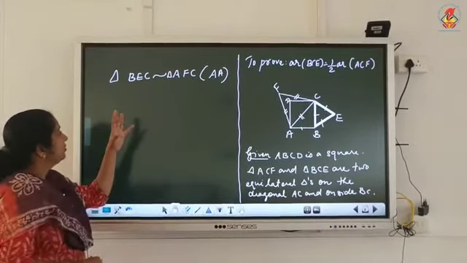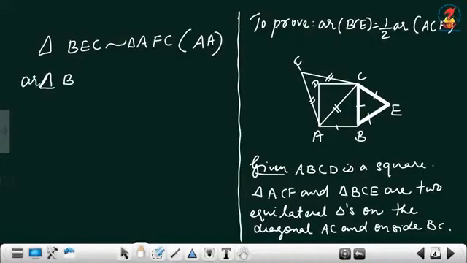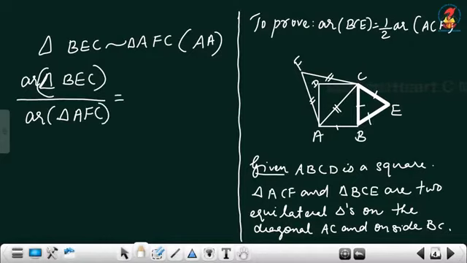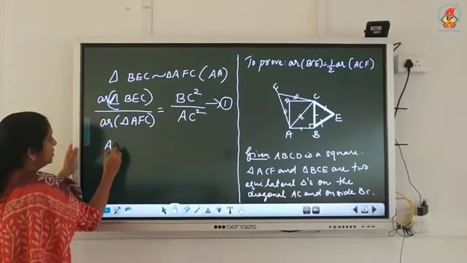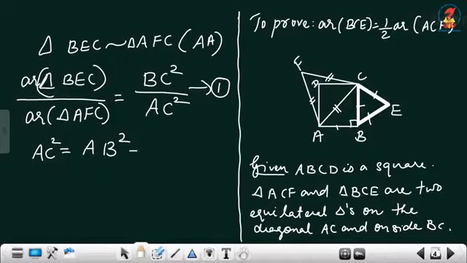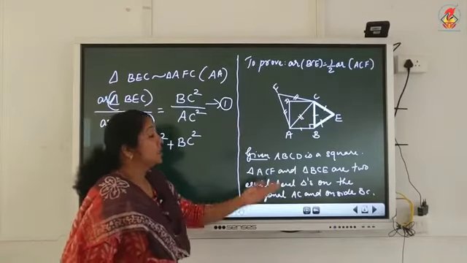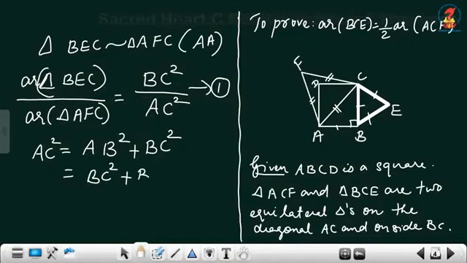So since these two are similar, we can say area of triangle BEC divided by area of triangle AFC is equal to, taking one of the sides, BC square divided by AC square. I have taken BC square and AC square. So this is equation 1. But this is a square, so this angle is 90 degrees. So we can write AC in terms of BC using Pythagoras theorem. AC square is equal to AB square plus BC square. But AB and BC are equal because they are the sides of a square. So we can write BC square plus BC square, which is equal to 2BC square. Equation 2.